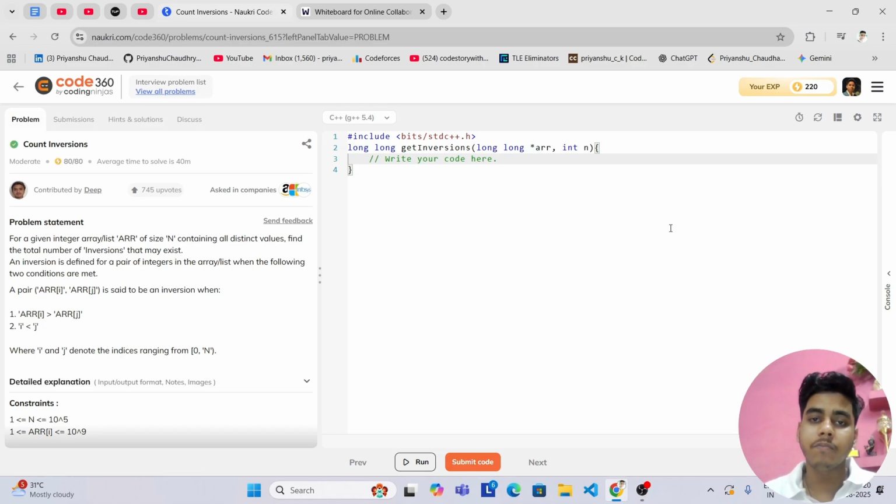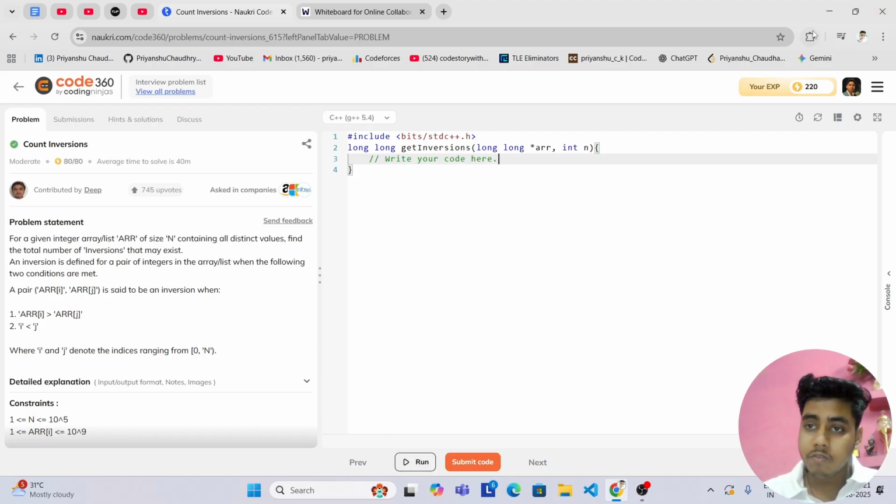So today I will be solving the problem inversion count. The problem statement says that for a given array of size n containing all distinct values, find the total number of inversions that may exist. An inversion is defined for a pair of integers in the array when the following two conditions are met: array of i is greater than array of j, and i is less than j. It means that we have been given an array and we have to count the pairs such that the left element is greater than the right element.